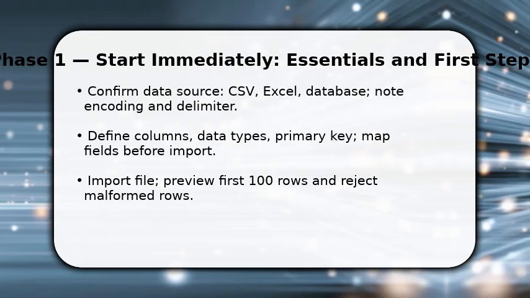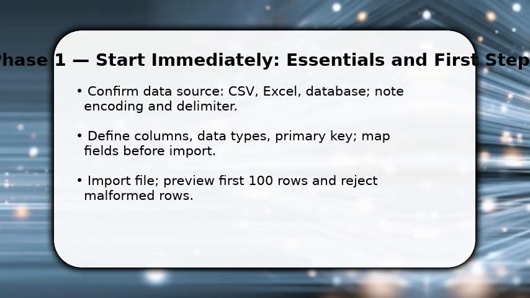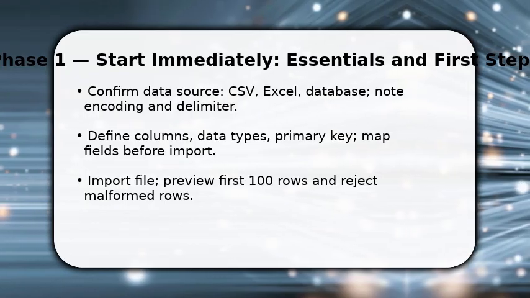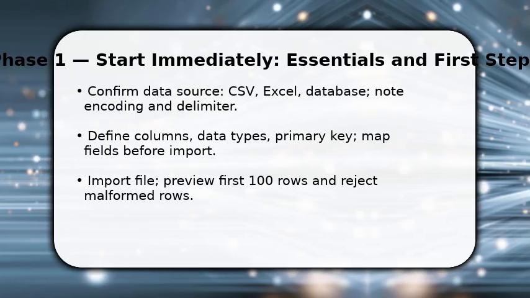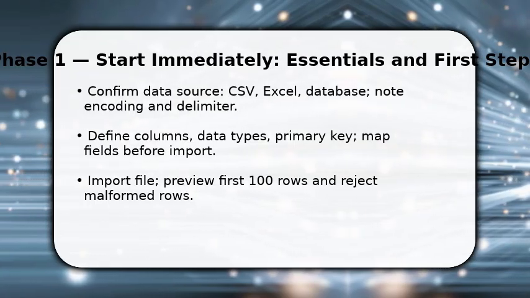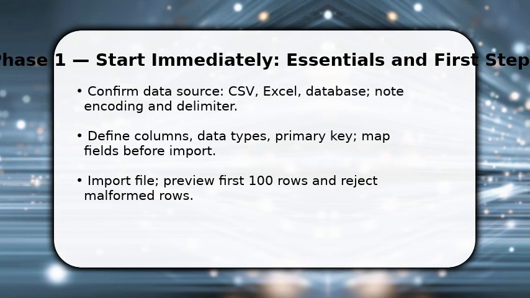During import, preview the first 100 rows and correct delimiters or encoding problems. If you see empty headers, rename them now. Once done, commit the import and make a quick backup copy so you can revert if the mapping was wrong.